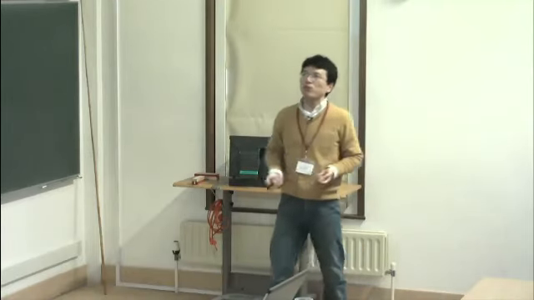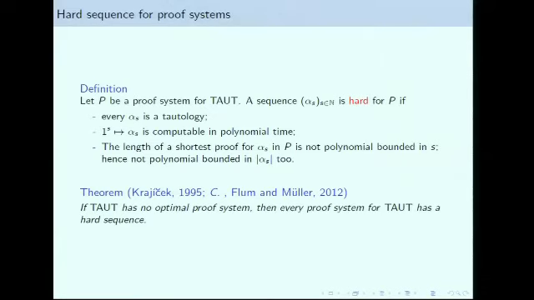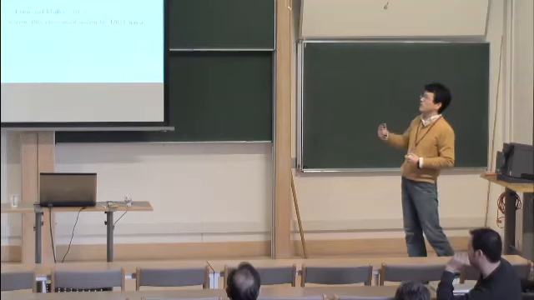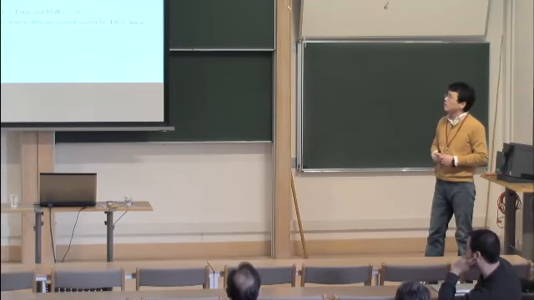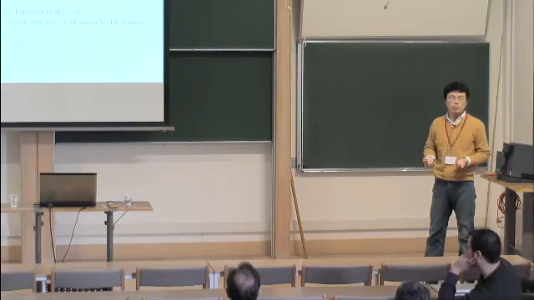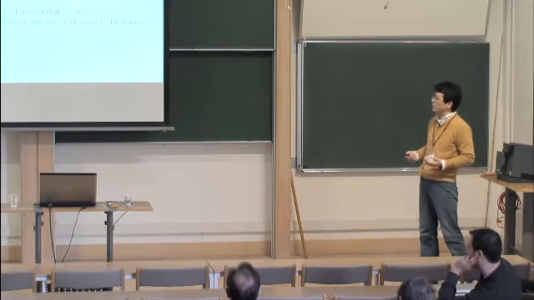So we can prove that if TAUT has no optimal proof system, then every proof system for TAUT has a hard sequence. This is in fact a result proved by Krajicek, and his result is much stronger, without assuming there's no optimal proof system. His assumption is only that if P is not an optimal proof system, then I can find such a hard sequence. But we proved a weak version of this result in a completely different manner, using our equivalence.